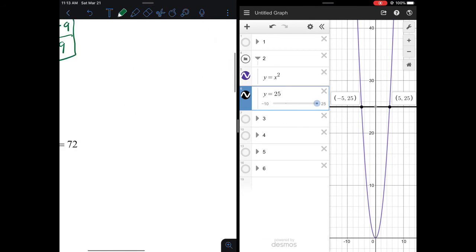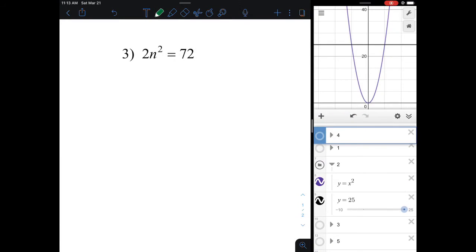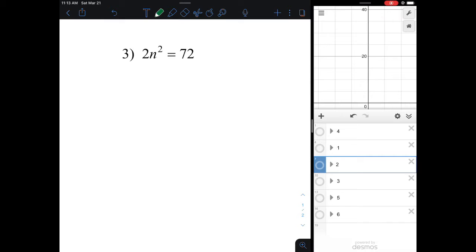So number 3 here. I cannot just jump right into taking the square root because I have 2 times n squared. I need to isolate the squared term. So my first move in this problem here is going to be to get n squared all by itself. So I would have to divide both sides by 2. That would give me n to the second power equals 36.